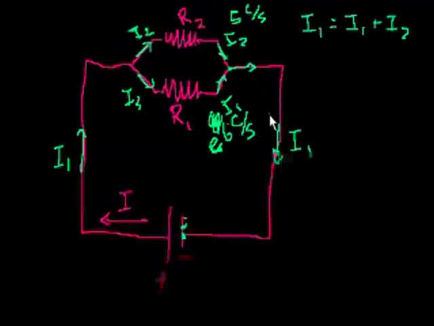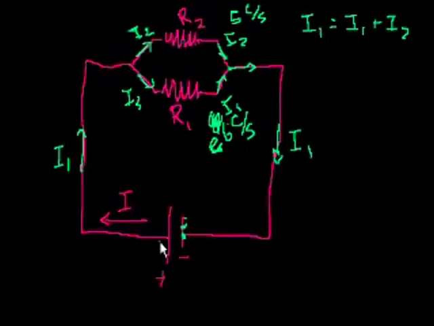So I think hopefully that makes sense to you, that this current is equal to the combination of this current and that current. Now, what do we also know? We also know that the voltage across this entire ideal wire is constant.